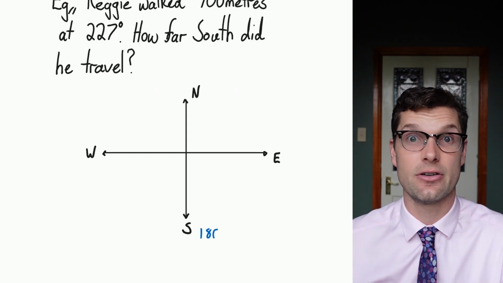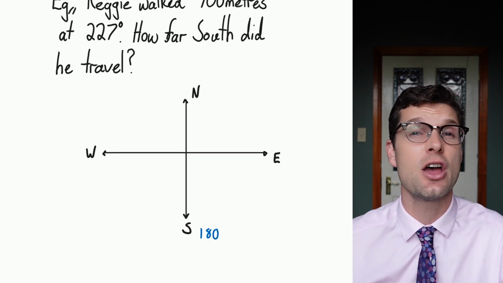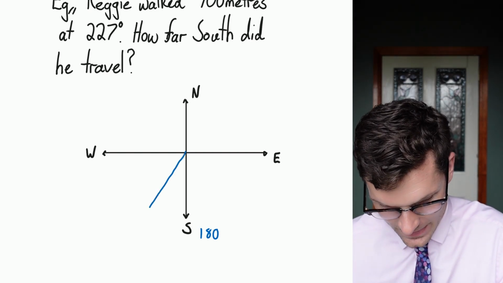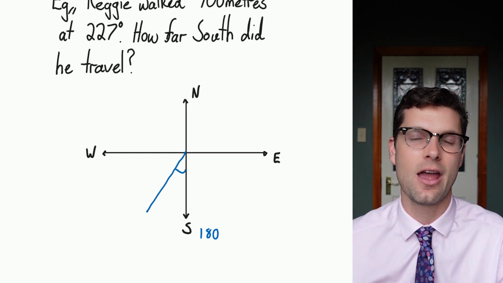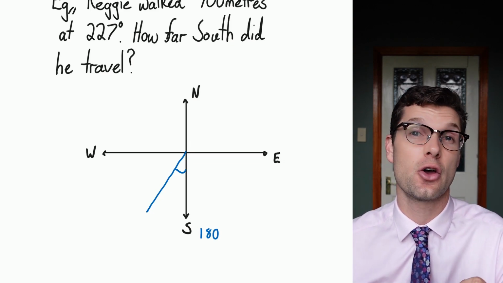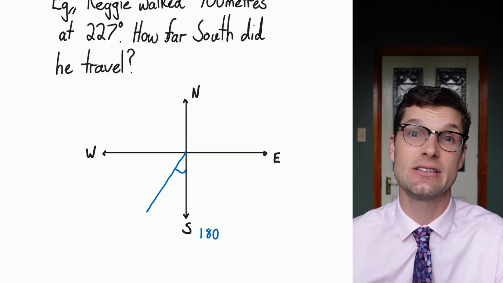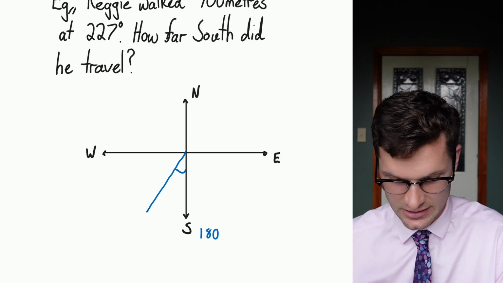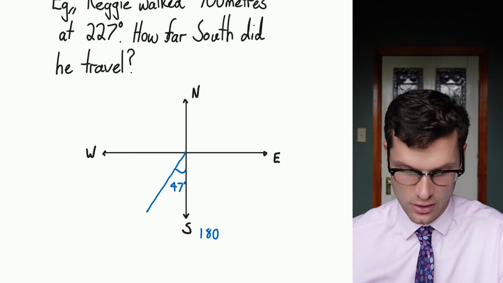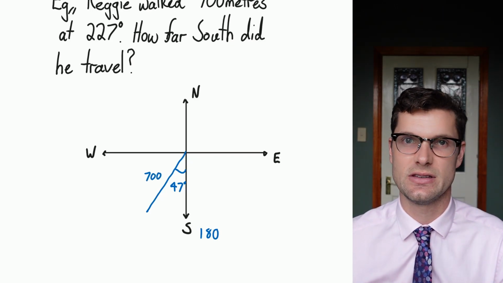So if south is 180, which we know it is, and Reggie's going at 227, to find out the angle that he walks this way, this angle is what's important. Reggie's gone 227, south's 180, so 227 minus 180 is going to give us that angle. So for this example, it's 47 degrees. We also know that he's gone exactly 700 meters, so we've got two bits of information.